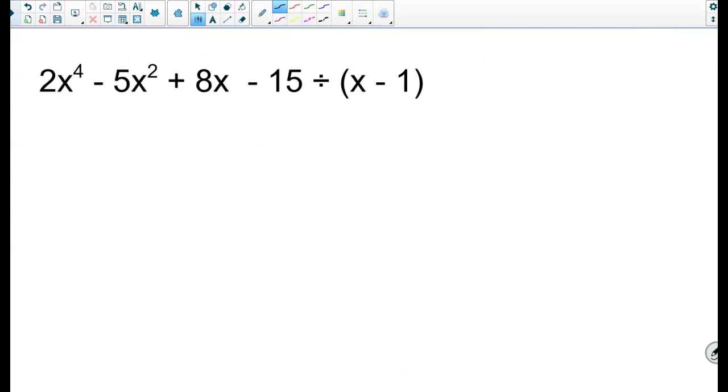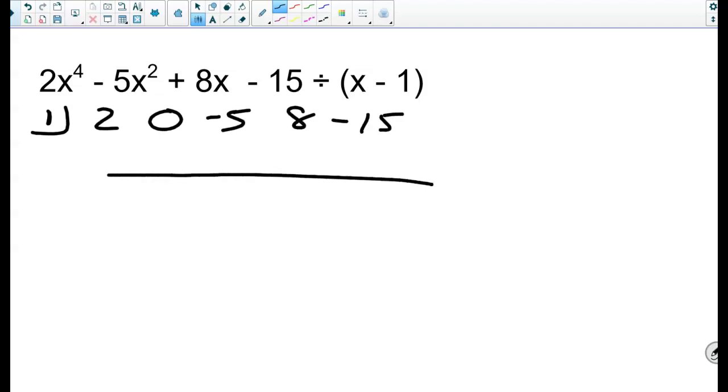Here, we always need to be aware: is a term missing? This has an x to the 4th, but no x cubed. We need the 0 in something like that as a placeholder. So 1 goes in the box because that's what makes my divisor equal to 0. And it's 2. I don't have an x cubed. That's where the 0 goes. The order of where the 0 is matters.